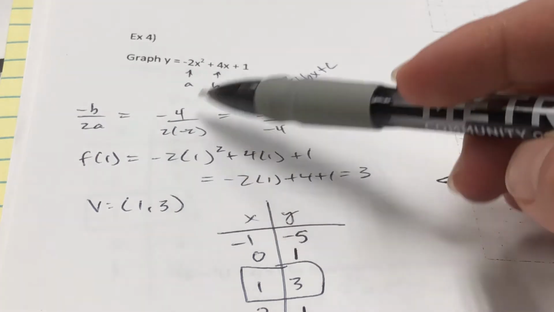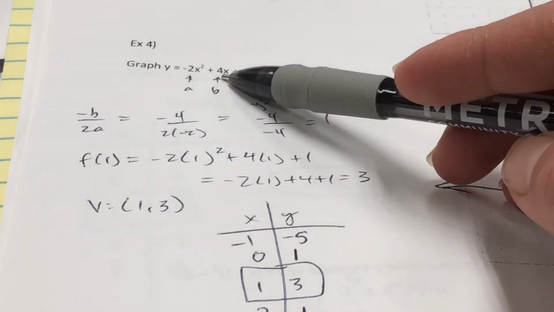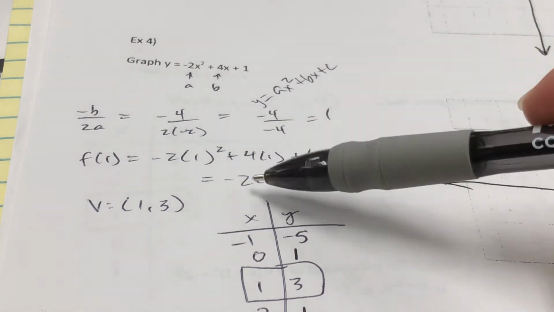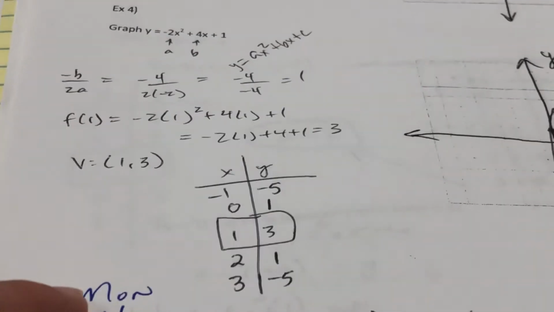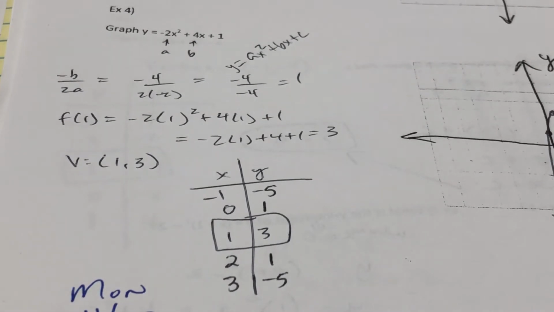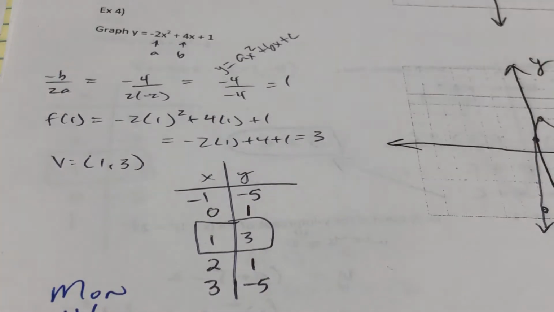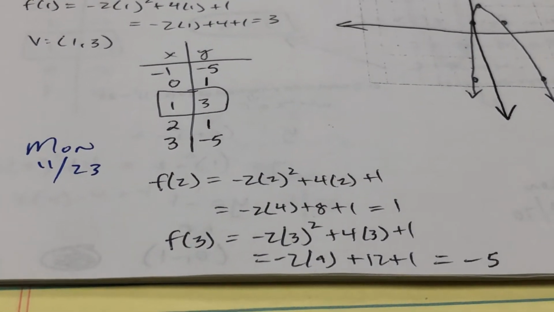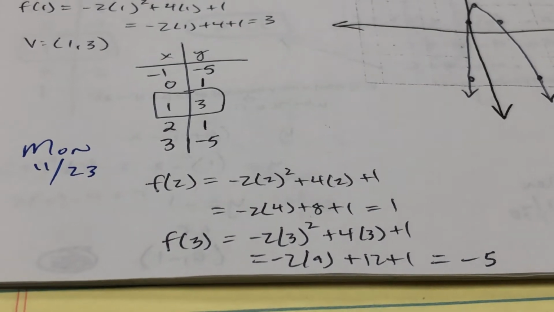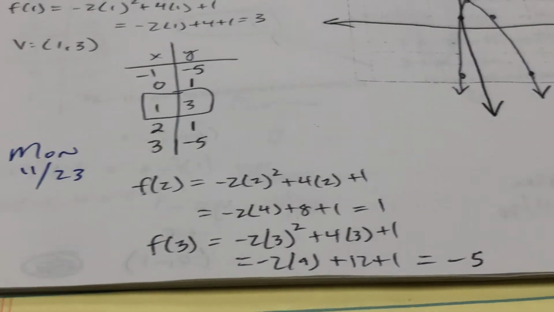I plug 1 in for x, because that's the x-coordinate of my vertex. I plug 1 in for x here and here. All right, and then I evaluate it. I get 3. 1, 3 is my vertex. Now I still go 1 to the left, 1 to the right, 2 to the left, 2 to the right of my vertex. I plug 2 in for x, and I get 1 for y. I plug 3 in for x. I get -5 for y. So again, because of symmetry, 0, 1, -1, -5.